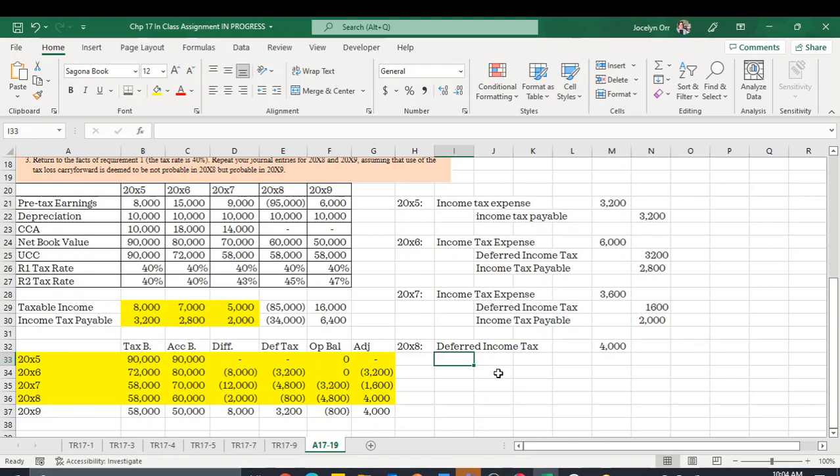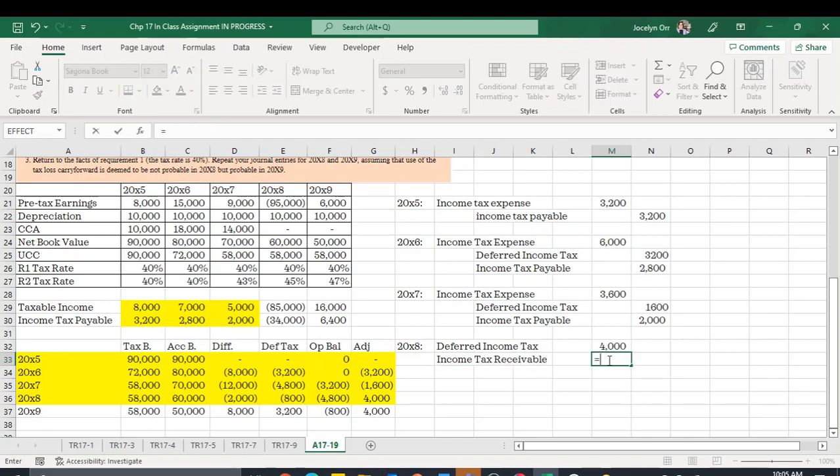Okay. Next, I'm going to look at what I've paid in previous years, okay, for my income tax payable. Those amounts are going to become what I am able to recover. So this question calls them something a little bit different. We actually are putting this in as our income tax receivable because we're actually going to get that money back. And that's based on what we actually paid in previous years.